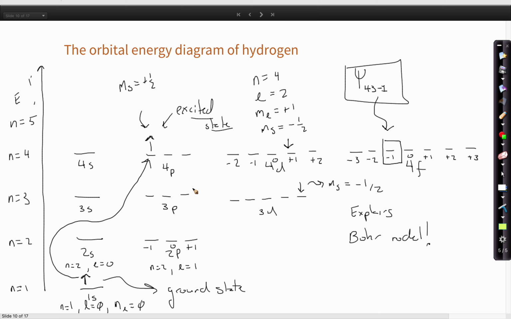And again, you can draw any electron in any one of these pictures, in any one of these places, and you can find a set of 4 quantum numbers that would tell you that that's where that one happens to be. Okay, so let's move on then.